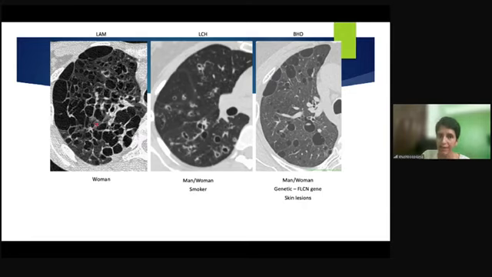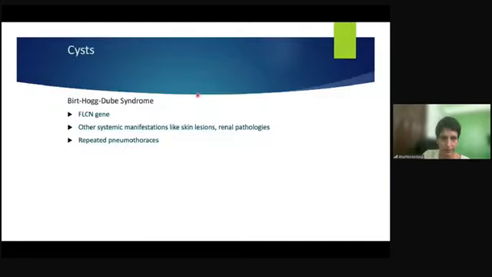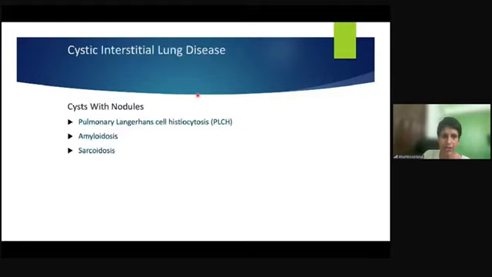So as I said, if it's a woman with cysts, we think of LAM. If it's a male smoker or even a female smoker, and you also see some nodules, then LCH is the topmost diagnosis. But if neither, then please think of Birt-Hogg-Dubé, which is also rather common. As I said, in these cases, we need to get the FLCN gene mutation.